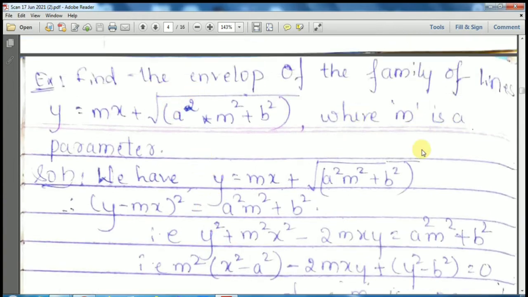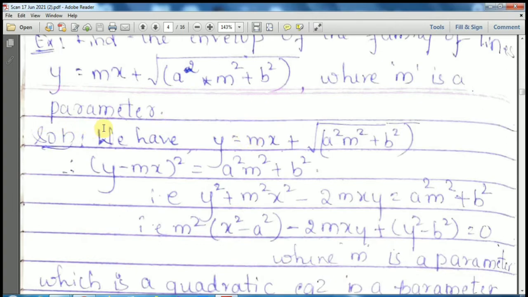Here we have one example. Find the envelope of the family of lines y equal to mx plus square root of a square m square plus b square. Here m is a parameter. Then by finding the solution, we proceed like this.